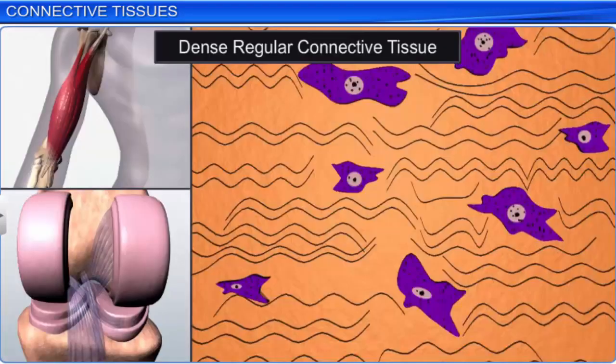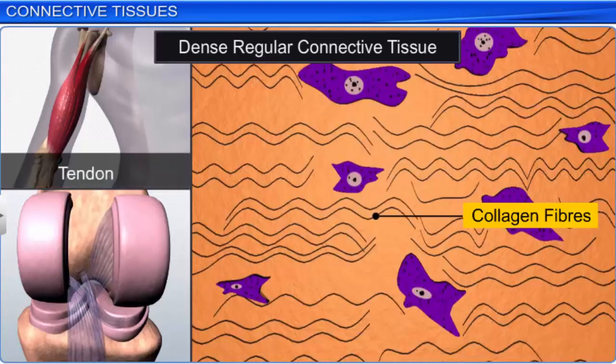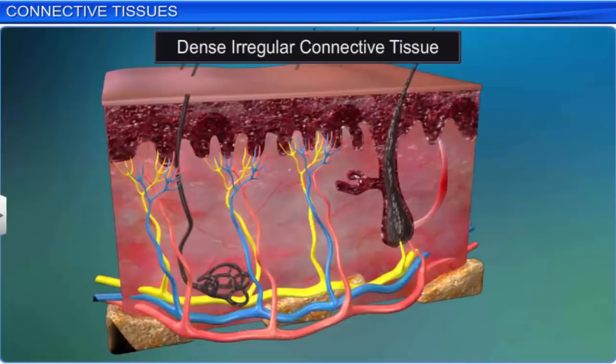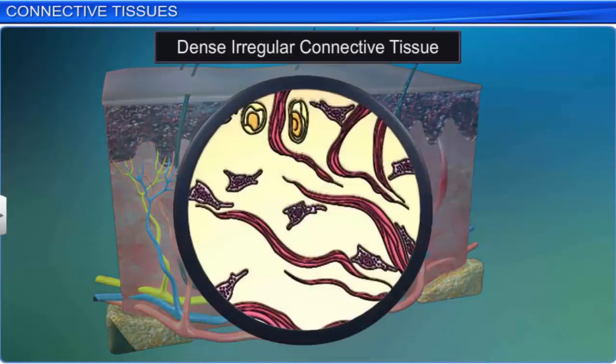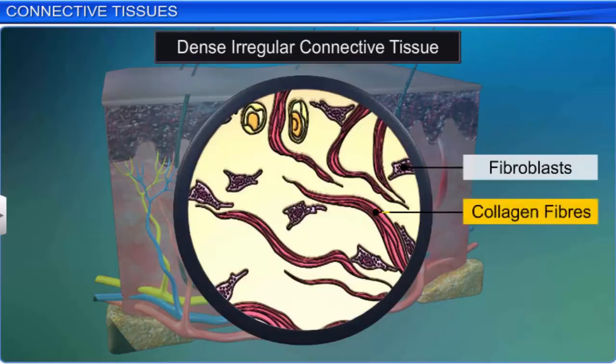In dense regular connective tissue, collagen fibers are present in rows between parallel bundles of fibers, as in tendons and ligaments. In dense irregular connective tissue, the fibroblasts and fibers orient differently, as in skin.